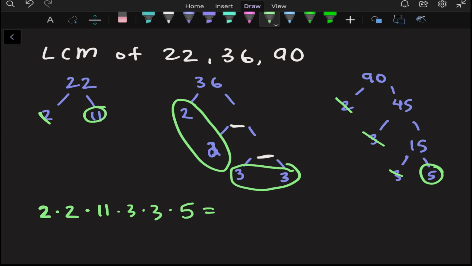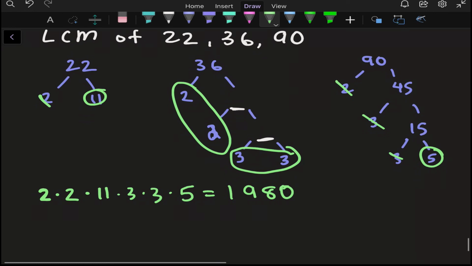Okay, and when we multiply all of those together, we get 1,980. Crazy big number. Okay, so that's why I like to use the prime factorization method. Again, we can use trees or we can just list them depending on which you prefer.